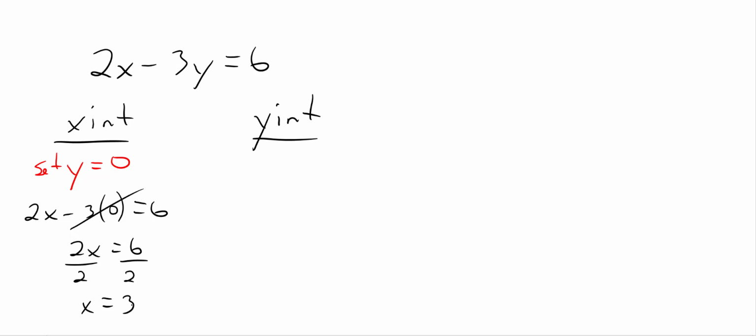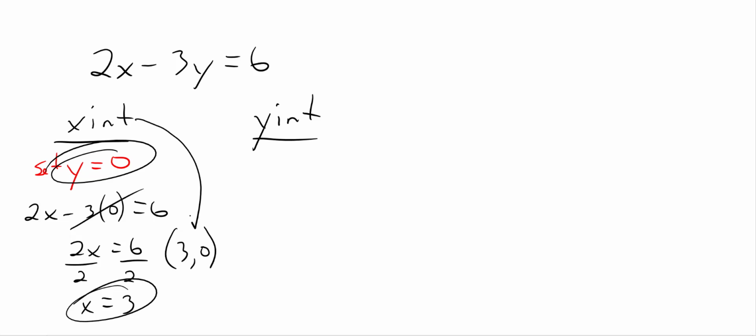So my coordinate, you have to give me coordinates, right? You told me y was 0, and now you're saying x is 3. So make that a coordinate. It's 3, 0. That is my x-intercept. Okay? And then to find the y-intercept, we're going to set x equal to 0.